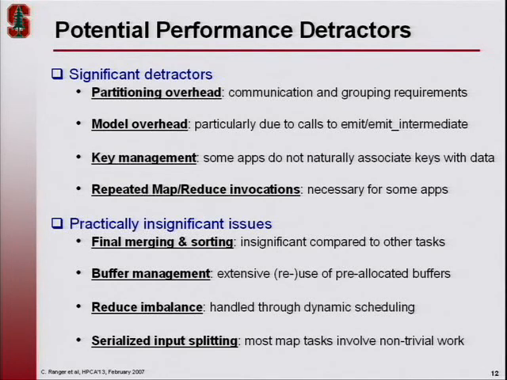Some of the more insignificant issues include the final merging and sorting of reduce queues into a single output queue. But when compared to the map and reduce stage time, this tends to be small. In addition, buffer management tends to be a smaller issue, since we aggressively reuse pre-allocated buffers. We deal with reduce imbalance by dynamically scheduling reduce tasks, so this tends not to be as much of an issue. And one can imagine the input splitting function being a serialization point. However, most map tasks contain enough work, so this doesn't actually happen. I just wanted to bring up a few high-level issues on this slide, since they're going to affect the performance later. And there are good things to keep in mind when using this model.